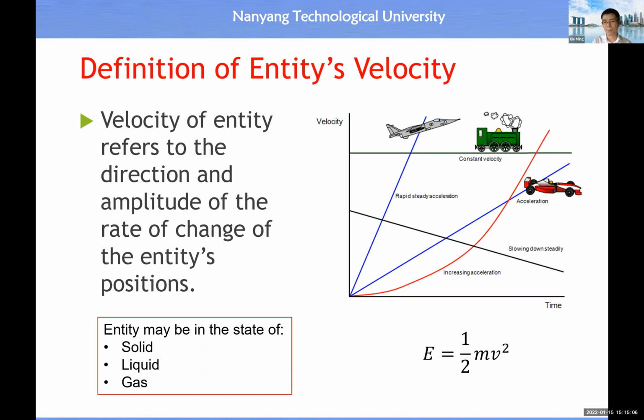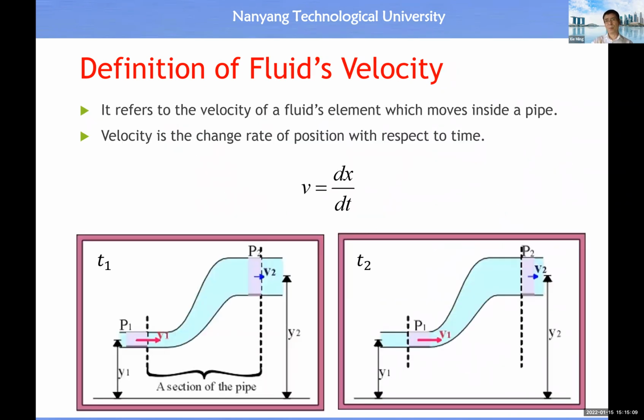Then you may want to know, for the case of liquid or gas, what should be the exact definition of velocity? In this case, we must consider a pipe system. Then it is easier for you to understand. Assume inside the pipe system, we consider one element of fluid. At time T1, this element of fluid is at location 1. Then at time T2, this element of fluid will pass through a reference point. All right. So then there is a travel distance.